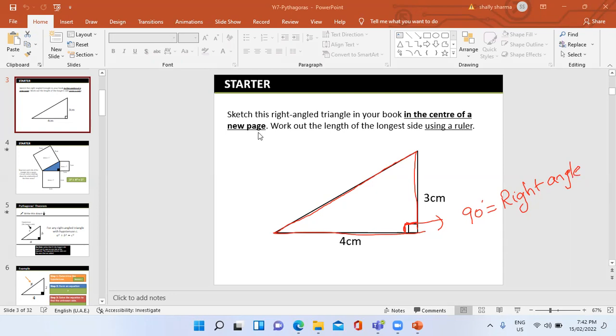So this is mentioned here. We have to sketch a right angled triangle in the center of a new page. So you can take a paper and you can draw this triangle. And we have to work out the length of this longest side using a ruler. So once you draw these two sides, you can join the third side and we can find out the length. Once you find out this length, you will see it comes out as 5 centimeter. Clear?